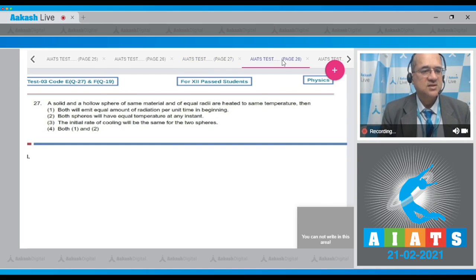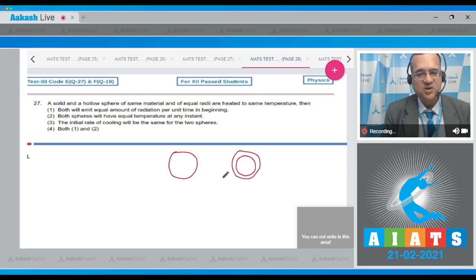Question number 27: a solid and a hollow sphere of the same material and of the same radii are heated to the same temperature. One is solid and the second is hollow, and both have the same surface area. Obviously their masses are different, and both have the same surface temperature. Then both will emit an equal amount of radiation per unit time in the beginning. Yes, energy emitted is proportional to surface area and temperature, so both will emit the same amount of energy per unit time.